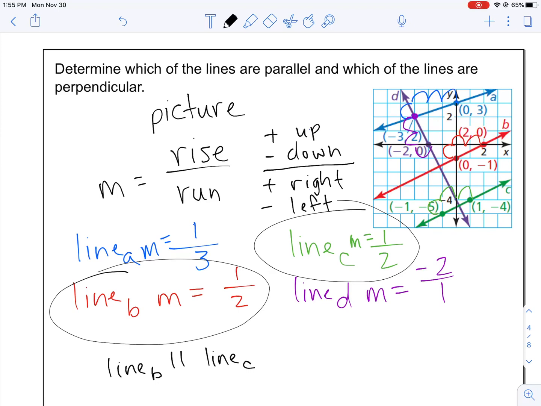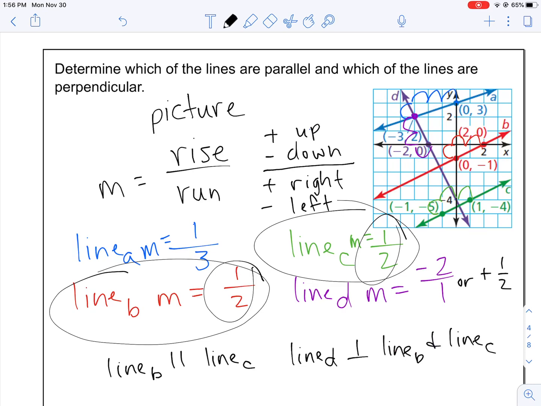Anything else? No, none of the other slopes are the same. So now I check for opposite reciprocal. Remember, that means the numbers have been flipped and their signs have been changed. So if I look, this would have an opposite reciprocal of positive 1 over 2. But that's these slopes. So we can say line D is perpendicular to line B and line C, because they have opposite reciprocal slopes.